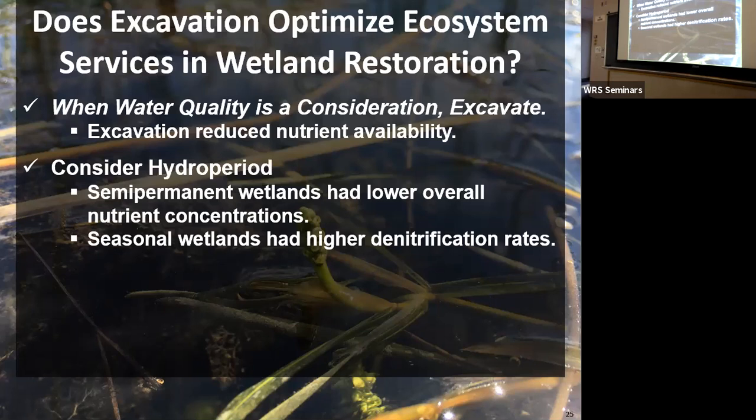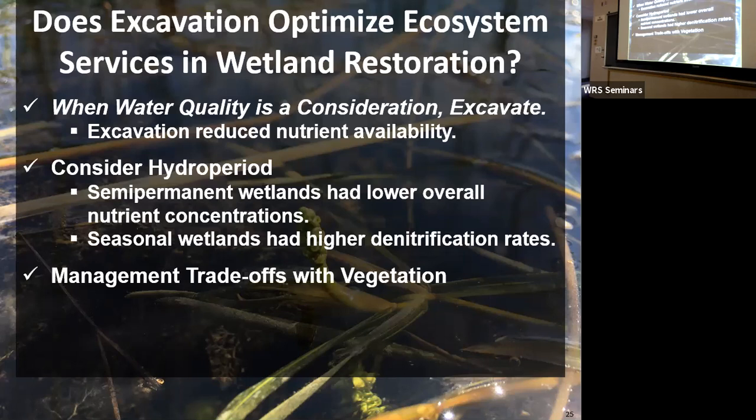Seasonal wetlands also, though, had high denitrification rates. So it's not like we're getting terrible ecosystem function, or completely not having ecosystem function and services from these seasonal basins. It's just, you know, it's different, right? You're getting different things from different types of hydro periods. So consider what you need in the basin, in the watershed in general.